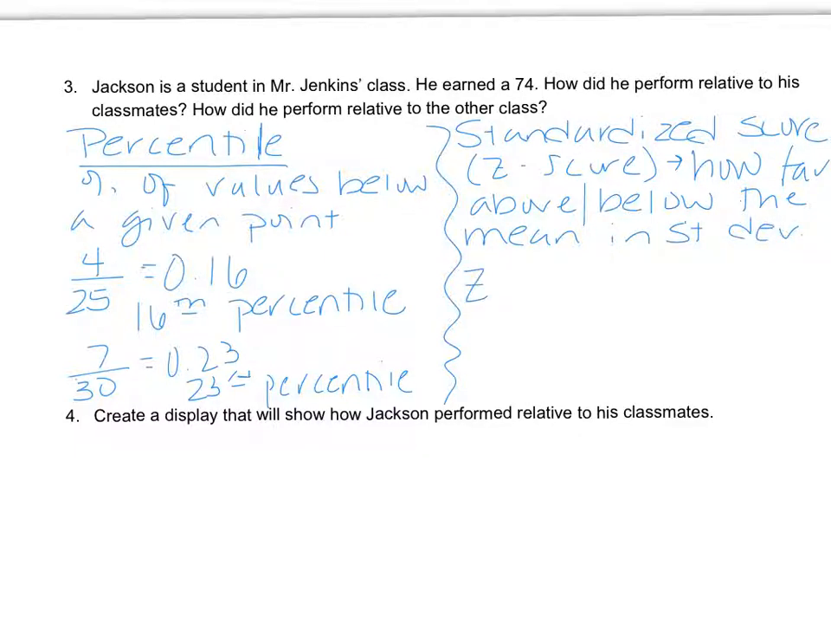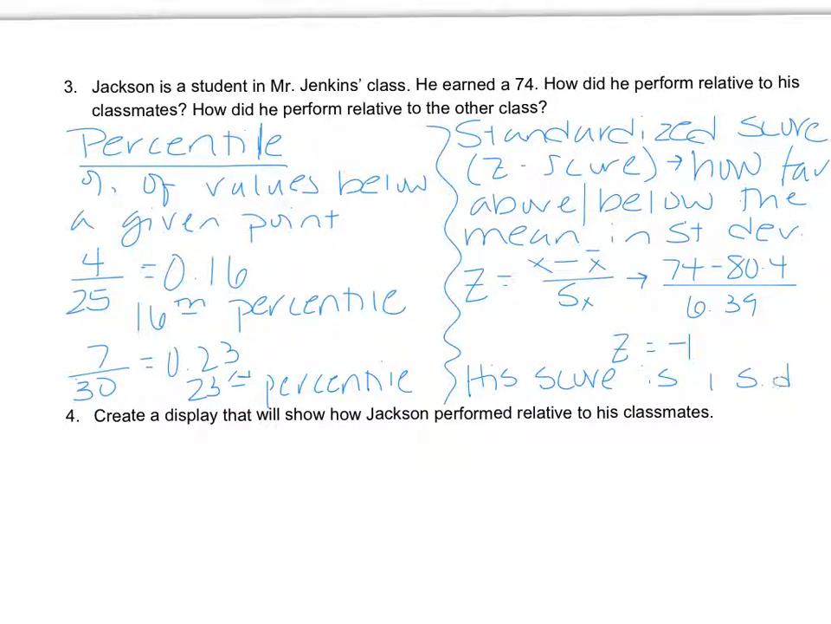So the formula for a z-score is the value of x minus the mean over the standard deviation. So for Jackson's class, he scored a 74. The average was 80.4 with a standard deviation of 6.39. And this gives me a z-score of about -1. So that means that his score is 1 standard deviation below the mean or the average. Okay? And we could do the same thing for Ms. Brown's class if we wanted to.